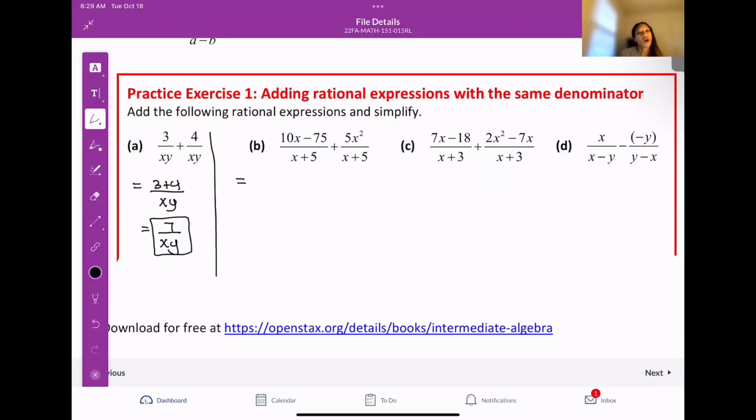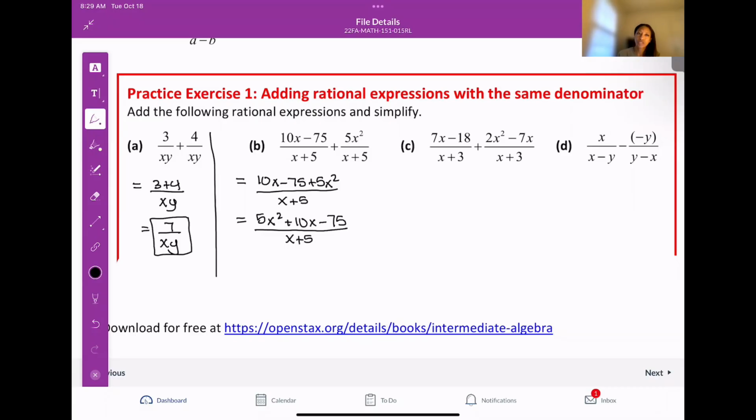All right, on to B. 10x minus 75 plus 5x squared, over 5 plus x, plus x squared over 5 plus x. Our denominators are both 5 plus x, so we can add the numerators together. 10x minus 75 plus 5x squared all over x plus 5. This numerator is a quadratic trinomial, so we can write it as 5x squared plus 10x minus 75 all over x plus 5.